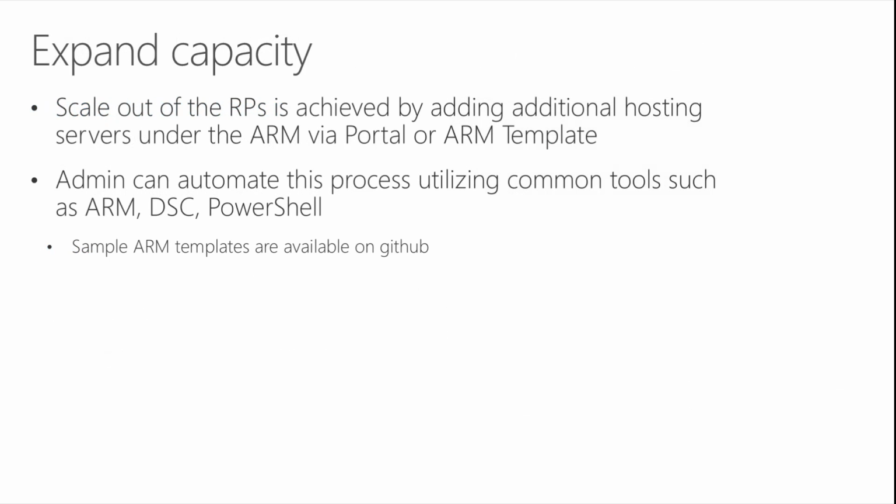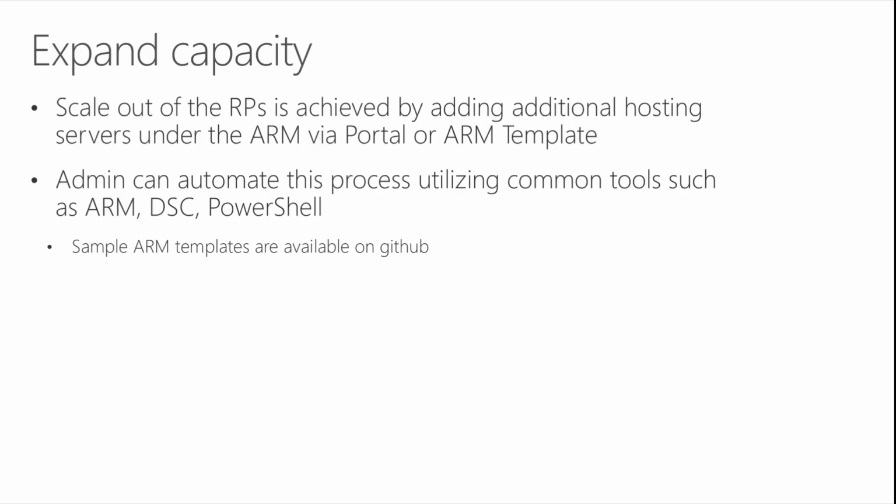Expanding capacity, so we can scale out the resource providers, and that's achieved by adding additional hosting servers, as we mentioned, and we saw on the last slide. The admin can automate this process if you're kind of nifty with that, using Azure Resource Manager, Desired State Configuration (DSC), or PowerShell. But by default, there is no complete automation within the stack. It'd have to be something that's customized.